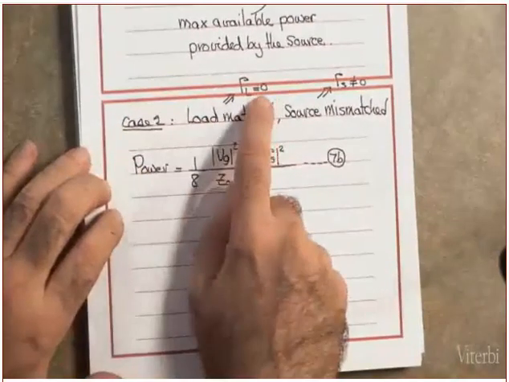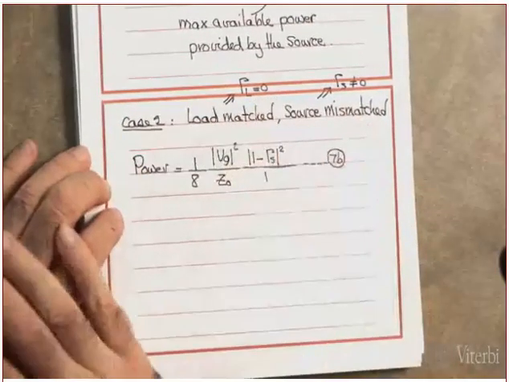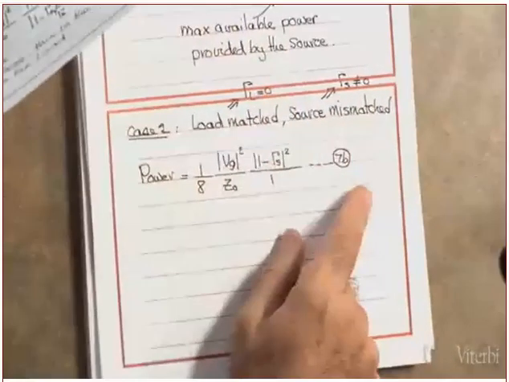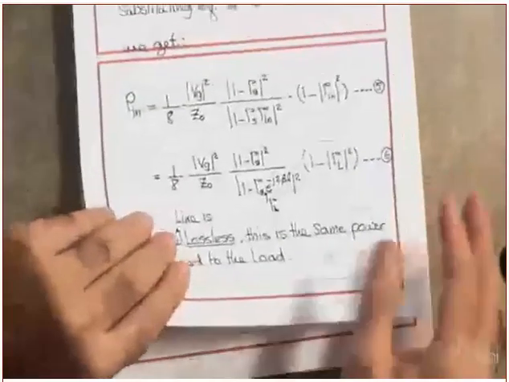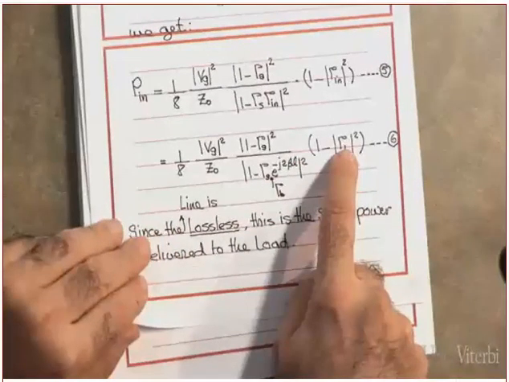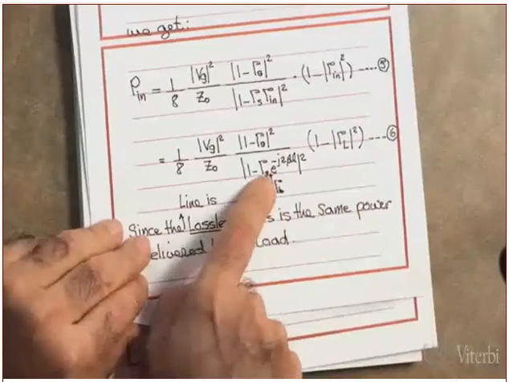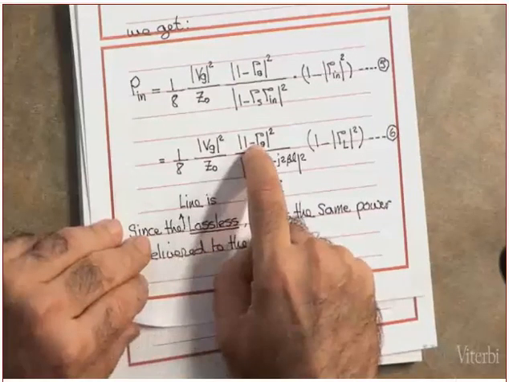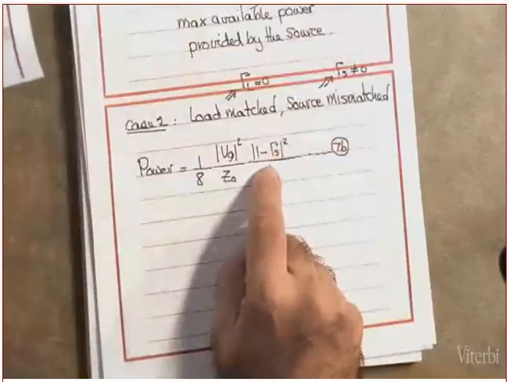The load is matched, but the source is mismatched. Tell me what happens. The load is matched, but the source is what? Mismatched. Tell me what happens. This one equal to what? This one will also be equal to 0. Why? Because the gamma L equal to 0. But will this one be equal to 0? That you need to take it into account.